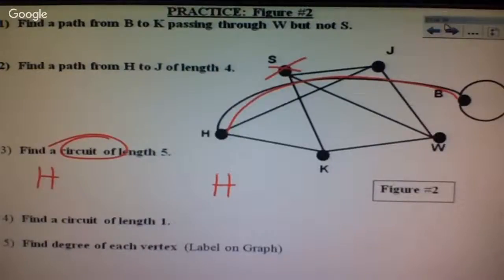In a circuit, yes, you still can't pass the same dot. I forgot to ask you. You can go to the same dot as many times as you want, as long as you're not traveling the same line. Okay. So I'm not dumb.